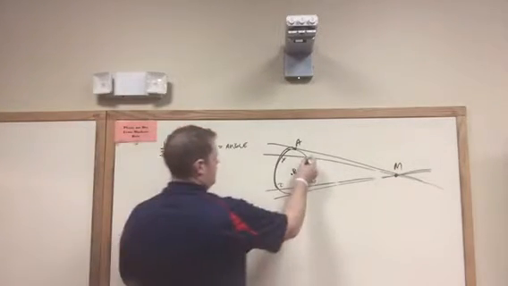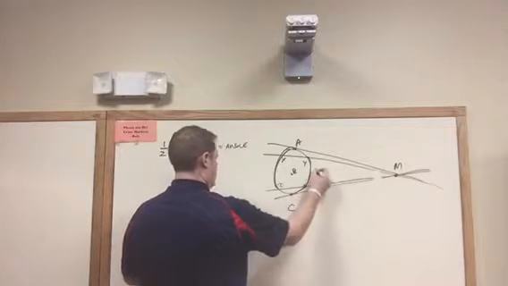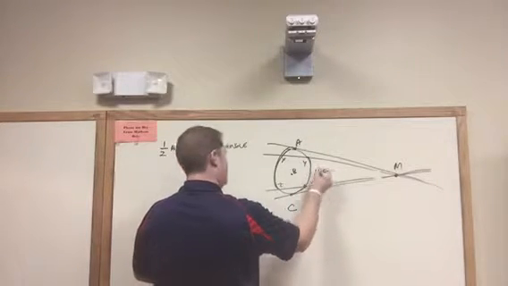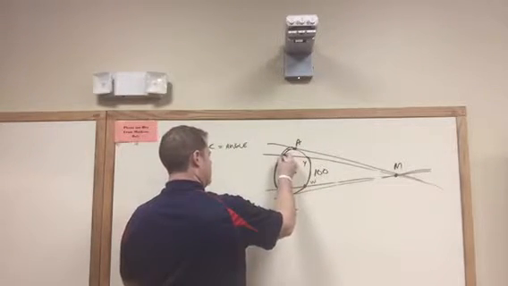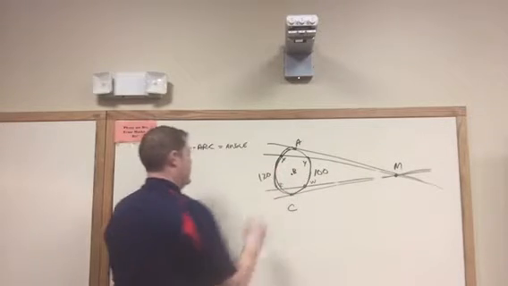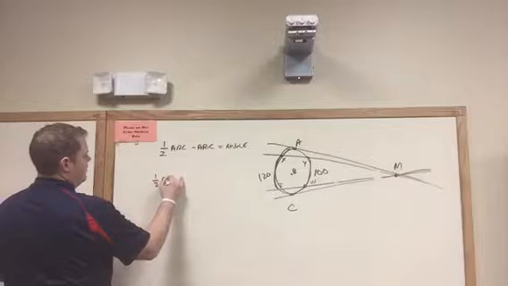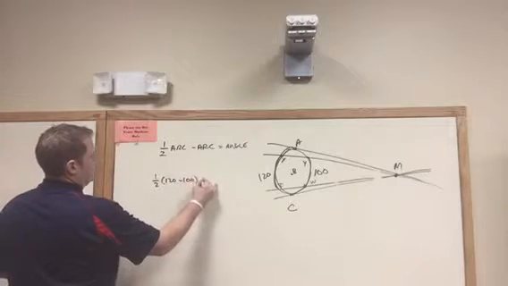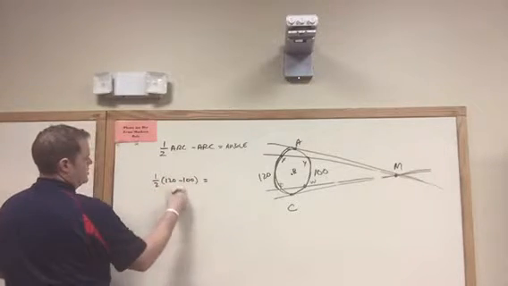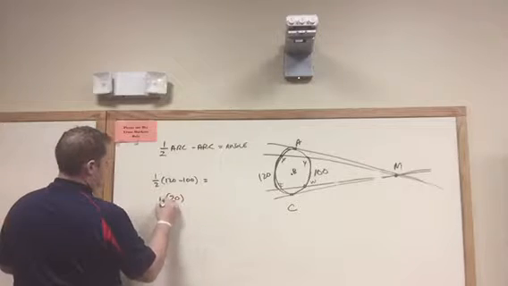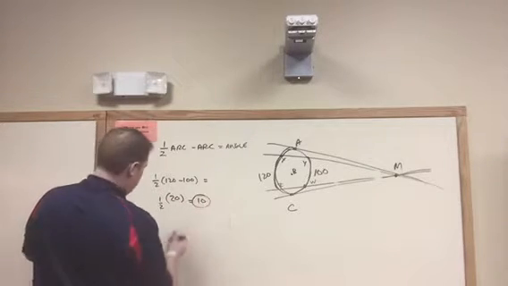CY, so it's from here to here, is 100. CX is 120. So we have our two arcs. We're solving for our angles. 1/2 of 120 minus 100 equals. So 120 minus 100 is 20. There's 1/2 is 10.